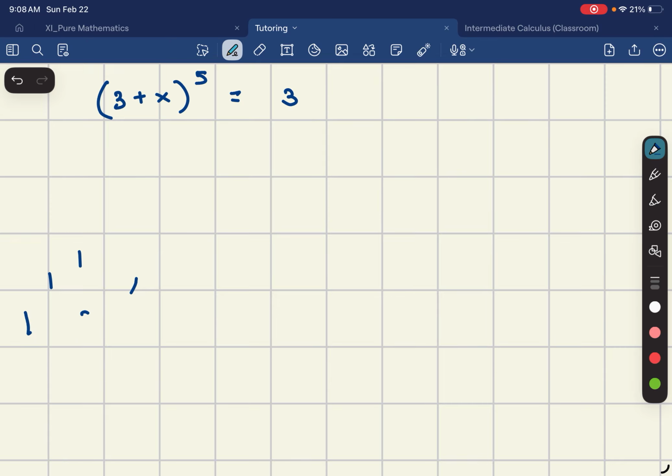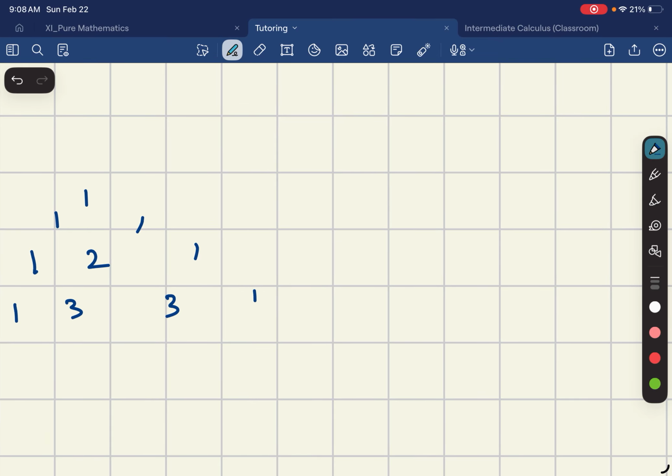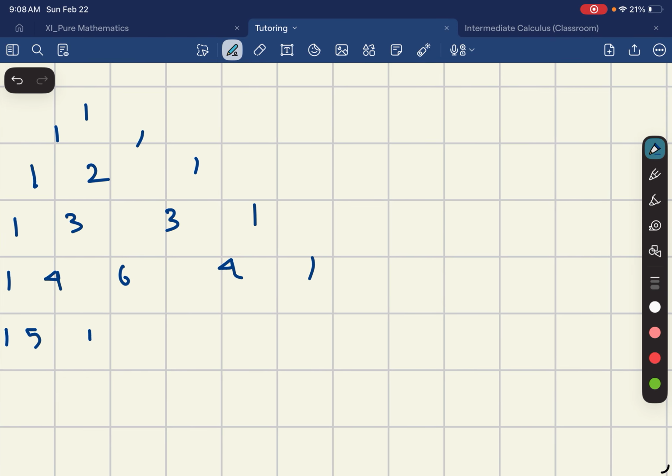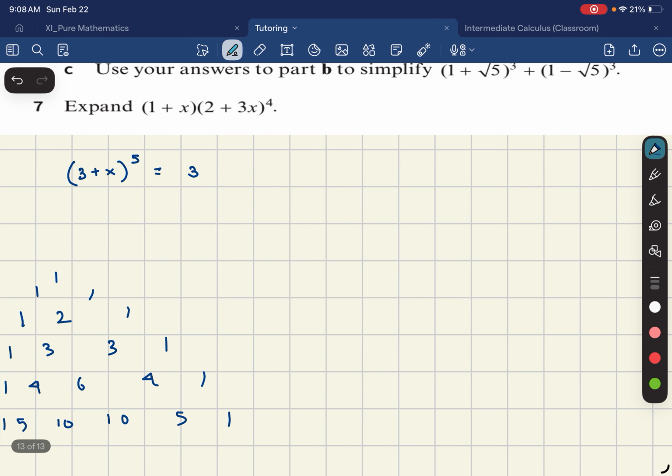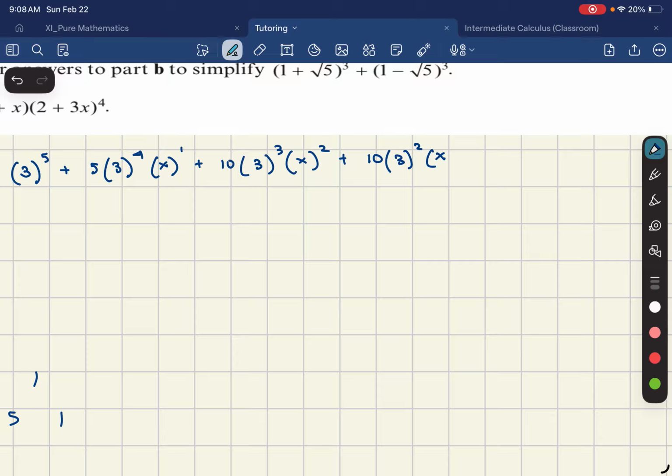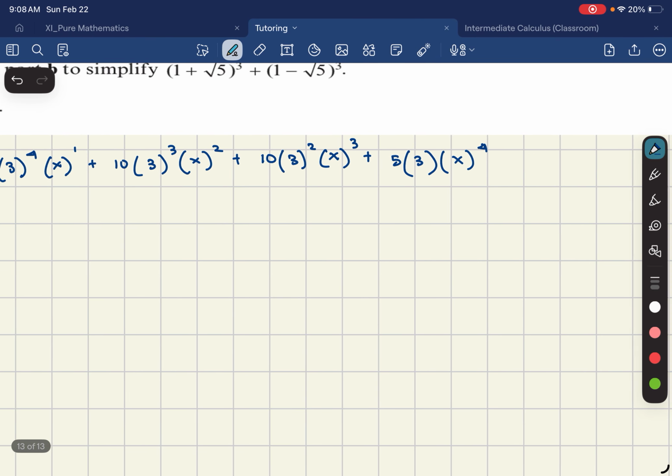1, 1, 1, 1, 2, 1, 1, 3, 3, 1, that is n equal to 3. 1, 4, 6, 4, 1, that is when n is equal to 4, and 1, 5, 10, 10, 5, 1. So that is when n is equal to 5. So using this, I have 1 times 3 to the power 5, plus 5 times 3 to the power 4 x to the power 1, plus 10 times 3 to the power 3 x to the power 2, plus 10 times 3 to the power 2 x to the power 3, plus 5 times 3 x to the power 4, and finally, I have x to the power 5.